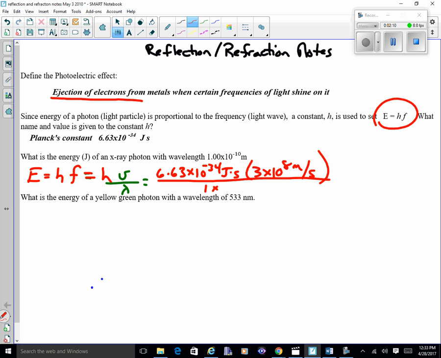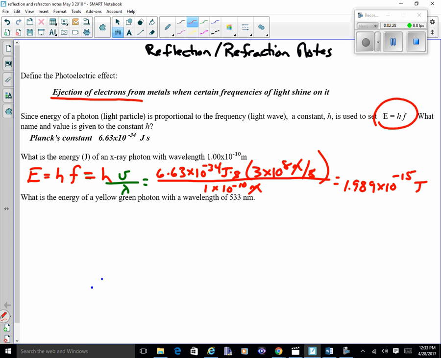So these meters cancel out here, these seconds cancel out there, and you're left with joules, and the number is a real small number of 1.989 times 10 to the negative 15th joules. So even though it's an X-ray, we still have a small amount of energy there.